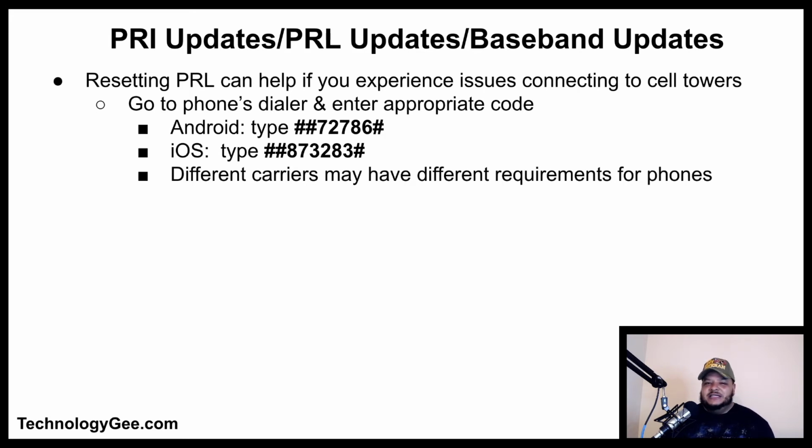To reset the connection, you can go to the phone's dialer and enter the appropriate code. On an Android, you would type ##72786#. On an iOS device, you would type ##873283#. Different carriers may have different requirements for their phones.